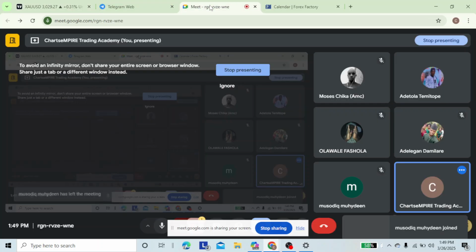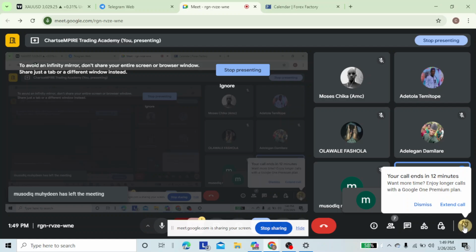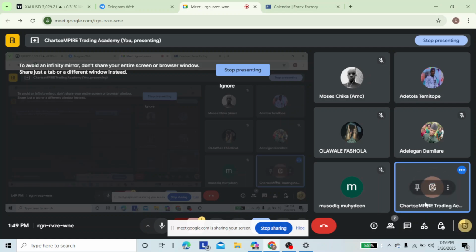So our class is almost going to an end. We have about 12 minutes more. We've sent a copy of the candlestick PDF file in your group. So after the class, download it and study what we've discussed. We have all the candlestick patterns there, so that by the time we get to the next class, it will be easy for us to move on and easy to understand. All right?